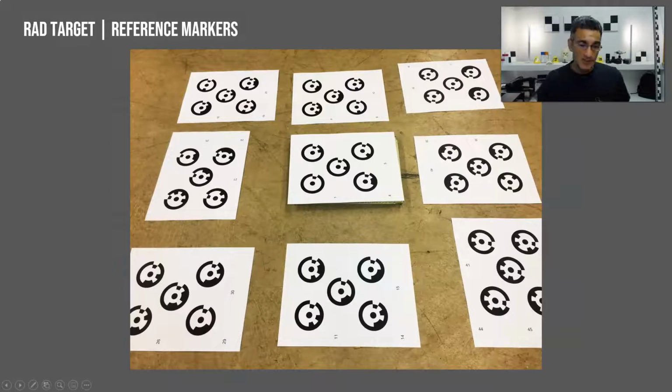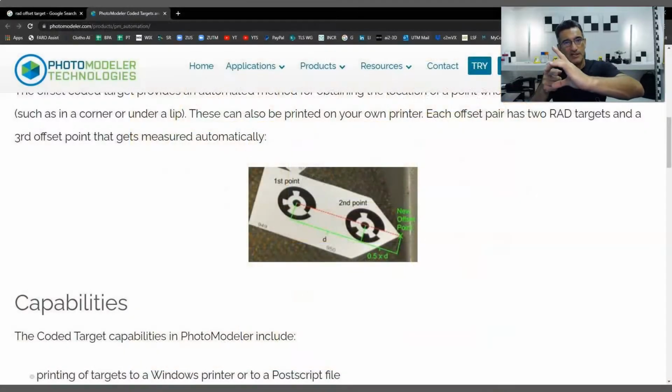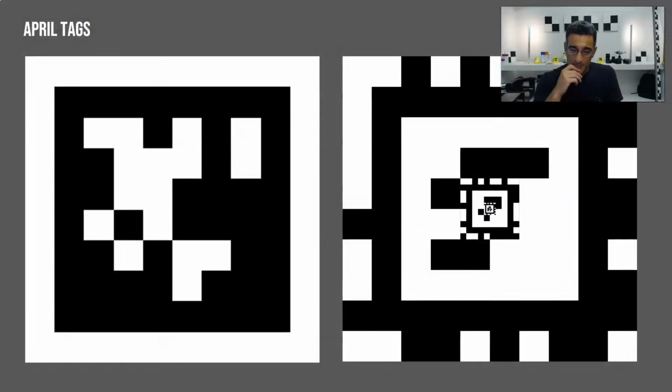PhotoModeler also uses these for calibrating your camera, so you can print out sheets of these things. They even have a target where there are two beside each other, and it provides an offset. If you made a sharp point and wanted to find the corner of something, you can't stick a target in the corner, so you have two. It has an offset, and it can figure out what is off to the side a bit at a certain distance, like 50% of the distance or something like that. That's pretty cool. Let's talk about April tags.